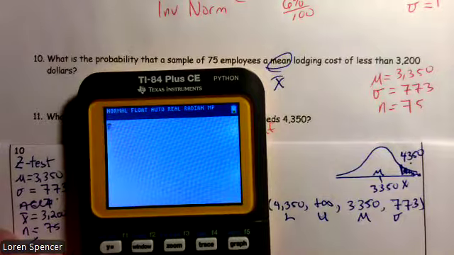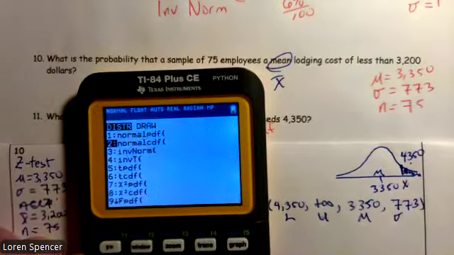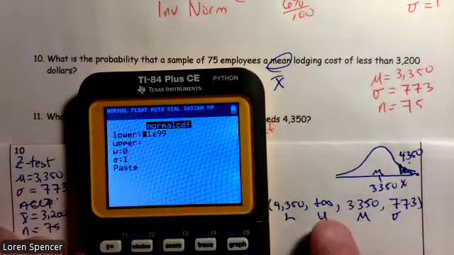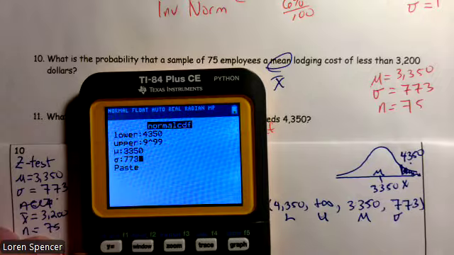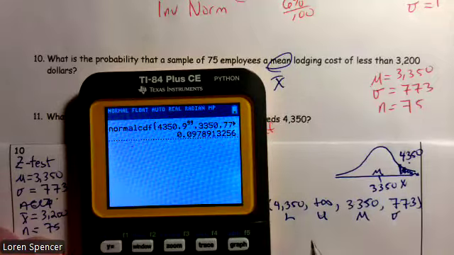Stat test, second VARS, normal CDF, lower bound 4,350, upper bound 9 raised to the 99th, mean 3,350, standard deviation 773, and we end up getting 0.0978.